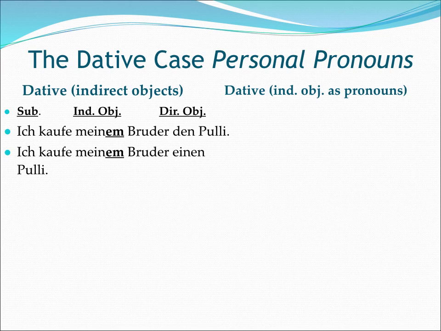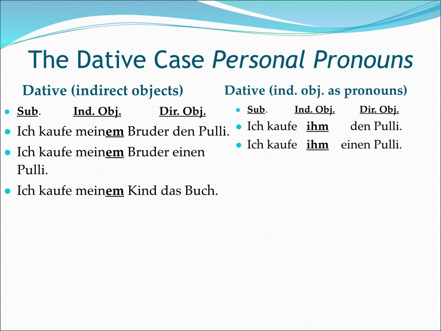Ich kaufe meinem Bruder den Pulli. Ich kaufe meinem Bruder einen Pulli. Ich kaufe meinem Kind das Buch. Now, just like in the very first test and again on the midterm, you had to replace the subject with its pronoun. Here, you are replacing the indirect object with its pronoun. So, ich kaufe meinem Bruder den Pulli. I am buying the sweater for him. So, ihm replaces meinem Bruder, for him. Ich kaufe ihm einen Pulli. I am buying a sweater for him.